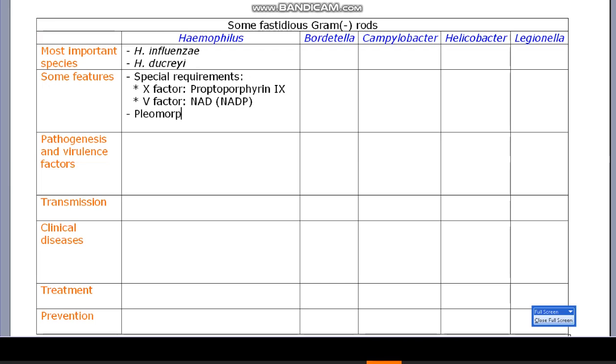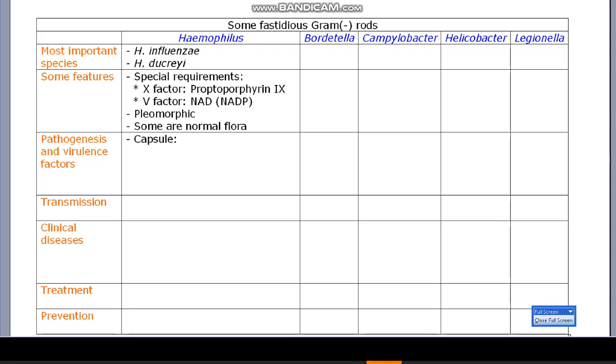Haemophilus are pleomorphic. Remember the meaning of pleomorphic. Pleomorphic means that they can show different shapes. And some of them are normal flora. And look, the most important virulence factor of Haemophilus is the capsule. By the way, we are studying now only Haemophilus influenzae, not Haemophilus ducreyi. So the most important virulence factor is the capsule.